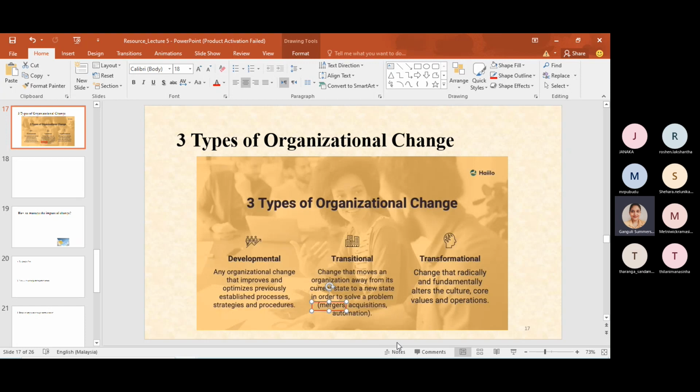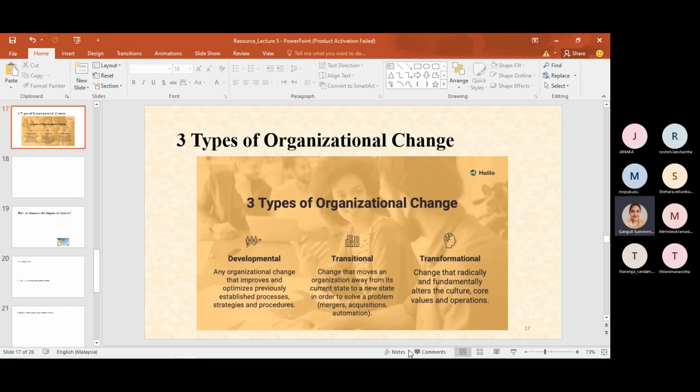So this can cause anxiety in the people working in the organization as well, because it's something new to them. They are not used to mergers before, right? Mergers is something that is new for them, so the people can feel a bit anxious about it.